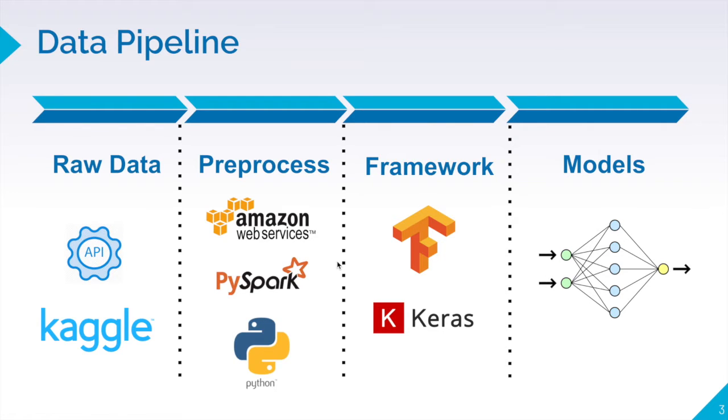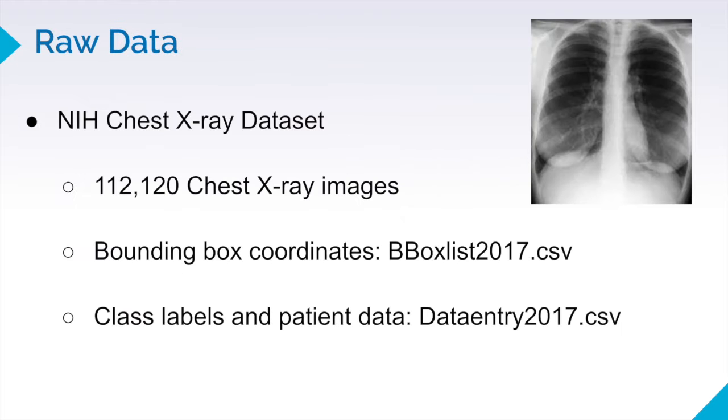We gather raw data, which is NIH chest X-ray images, and prepare pre-processing using PySpark, Python, and Amazon AWS. We also involve tools like TensorFlow and Keras, and then we build the model and make predictions. Finally, we use the ROC curve to help evaluate the model and pick the best one. And we go back to the raw data.